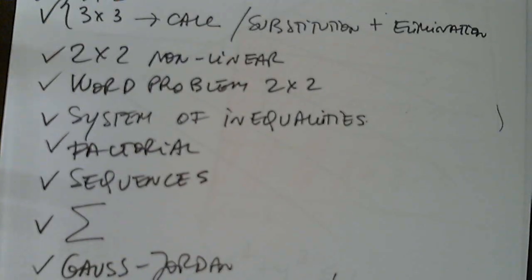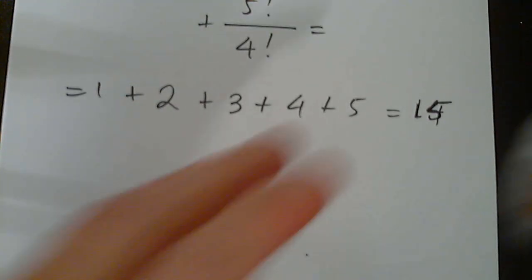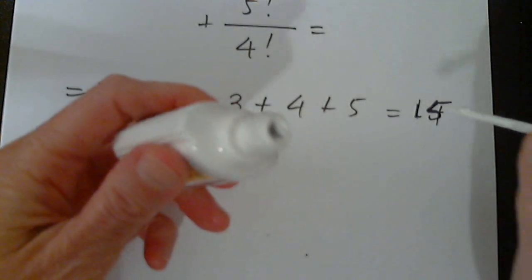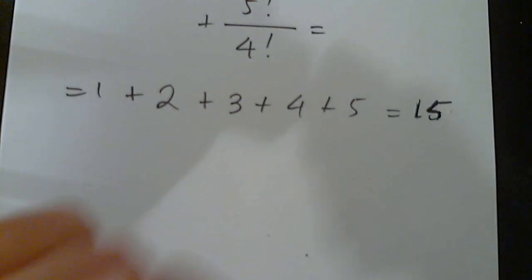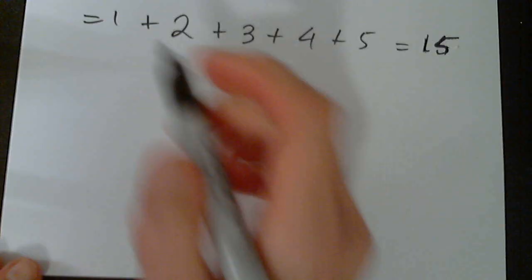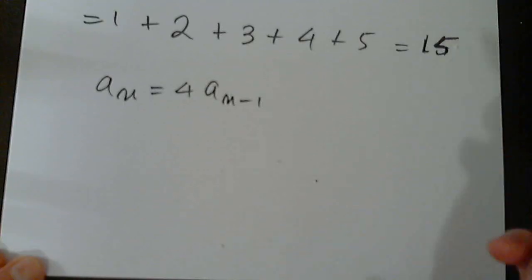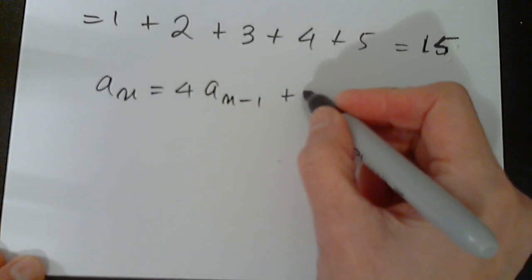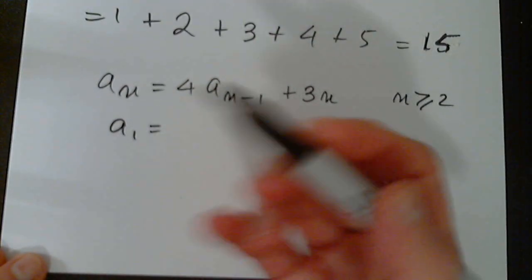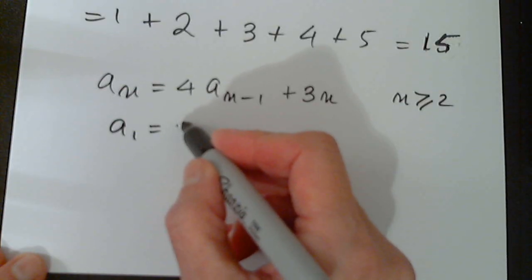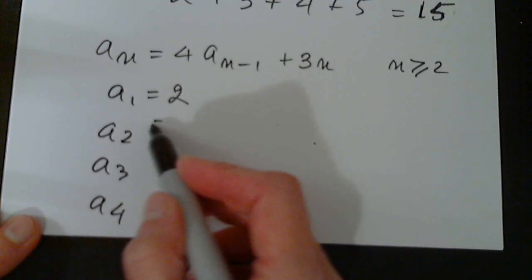Okay, let me make one up. So let's determine the first 4 terms of the sequence. Let's say a sub n equals 4 times a sub n minus 1 plus 3n for n greater than or equal to 2, and we are given a sub 1, the first term, is 2. So I need to determine a2, a3, and a4.